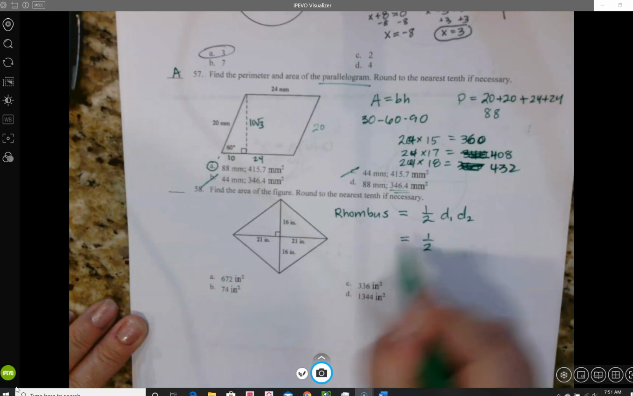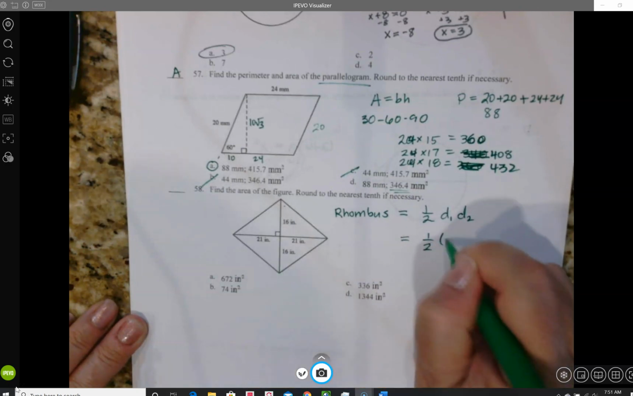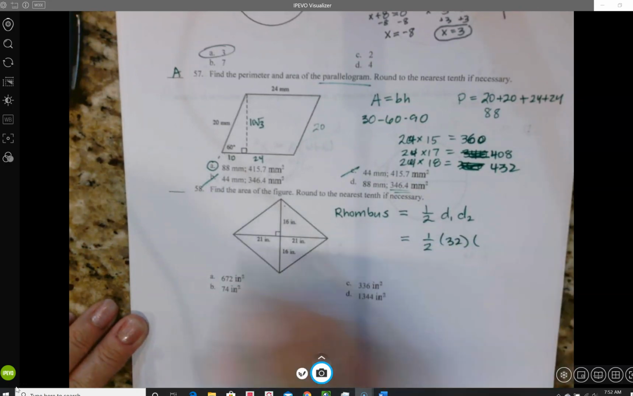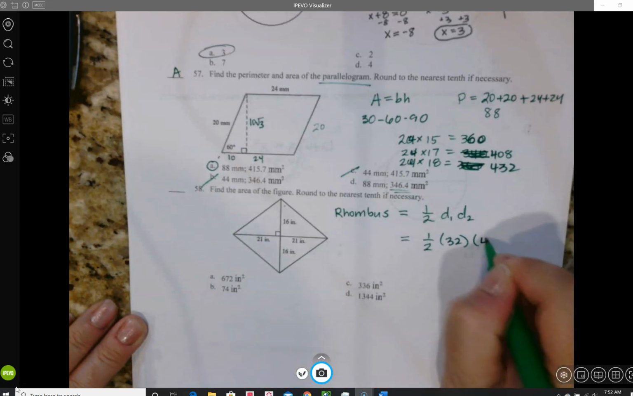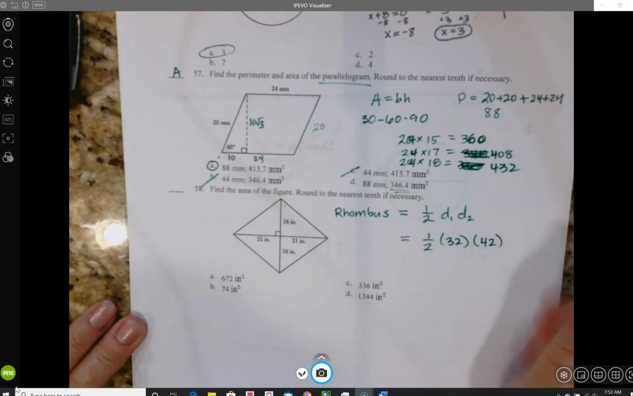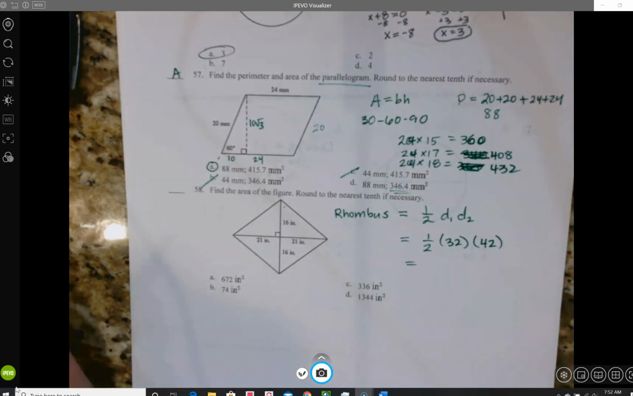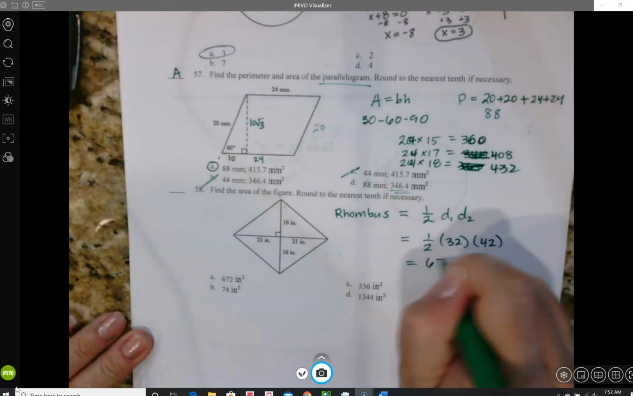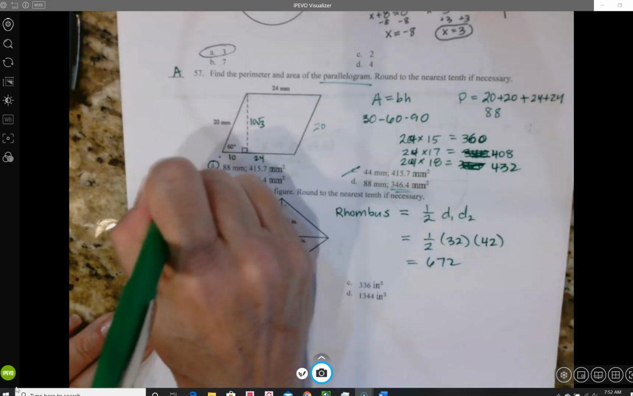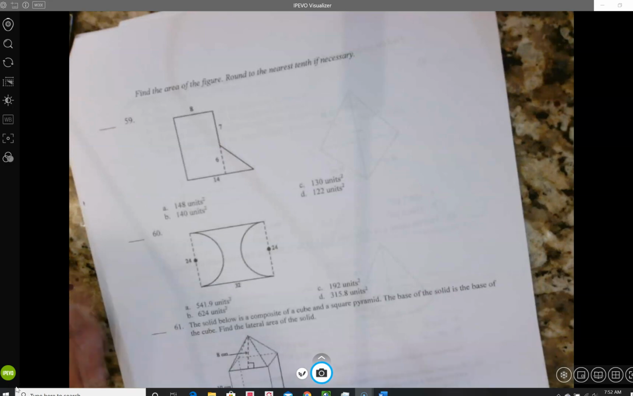So diagonal 1 is 16 and 16, or 32. And diagonal 2 is 21 plus 21, which is 42. So I'm going to multiply this out in my calculator, and I get 672, which is choice A.